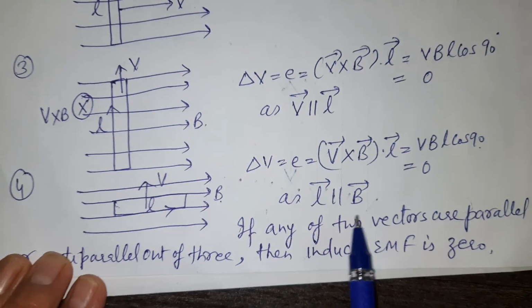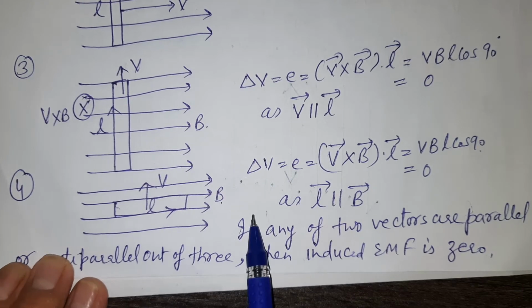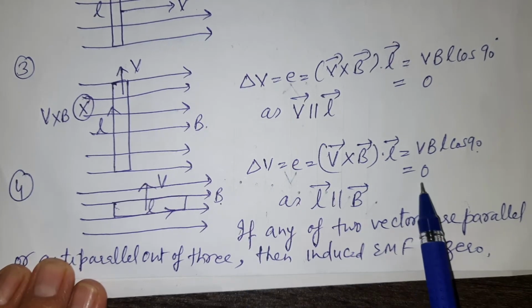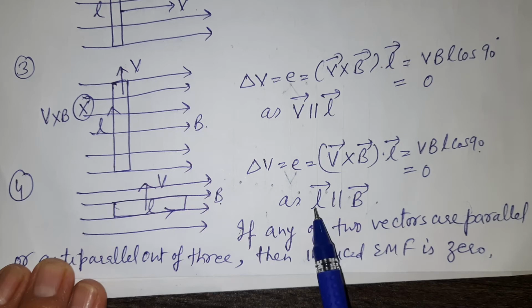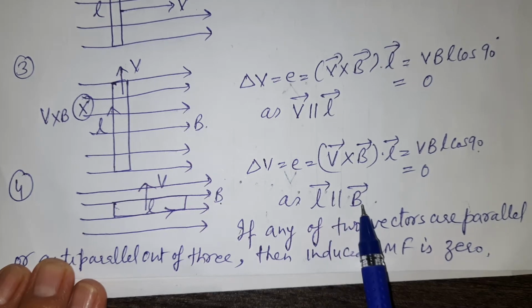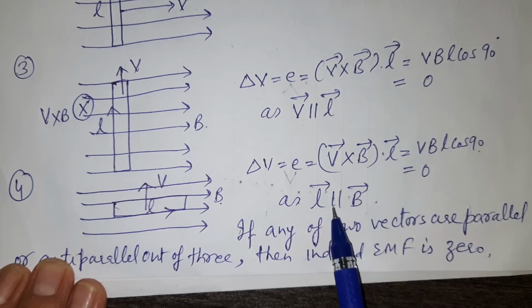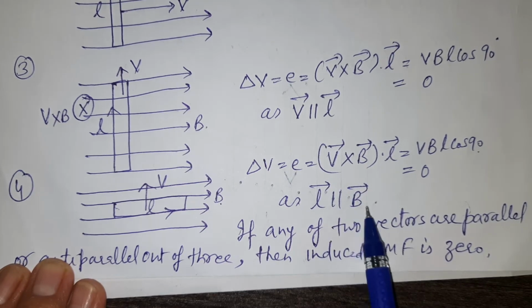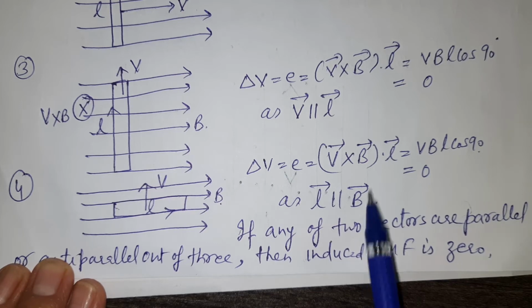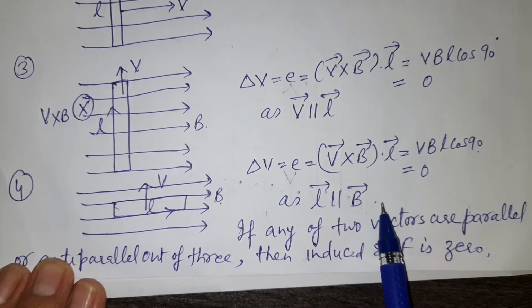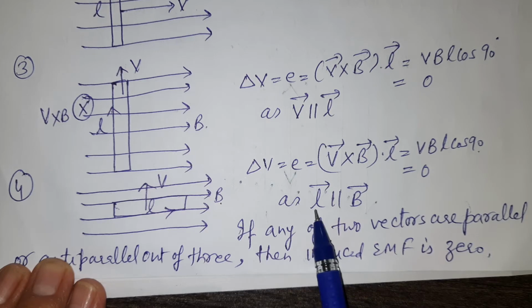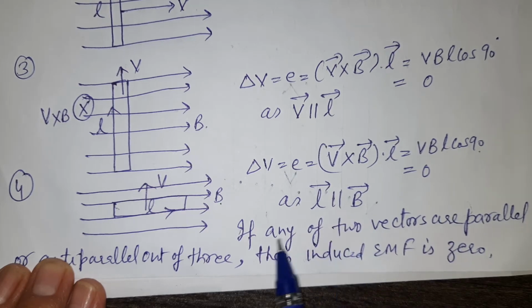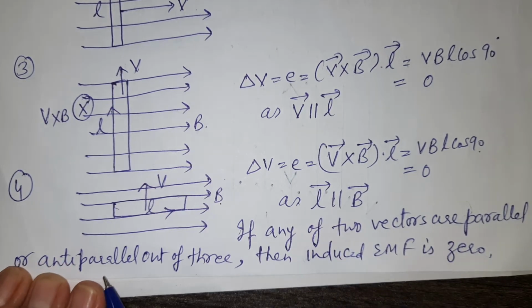Now if L is parallel to B, the conductor is like this, then also the same case, this is 0, because L is parallel to B. When L is parallel to B, V cross B is perpendicular to B, so we get an angle of 90 degrees between this and this. So if any two vectors are parallel or anti-parallel, then the induced EMF is 0.